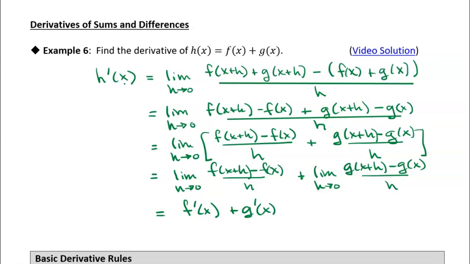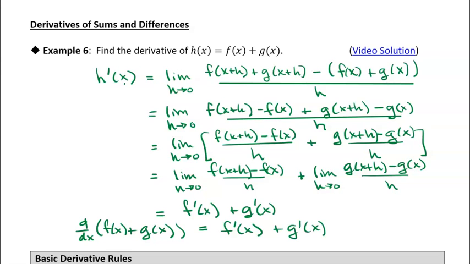Okay? And so that's our next rule: if we take the derivative dx of the sum of two functions, f of x plus g of x, right, we end up with, I'll go ahead and write it out again, f prime of x plus g prime of x, okay? That's our next rule. So if you have a sum, the derivative of the sum is the sum of the derivatives. So that's a nice easy rule to remember.